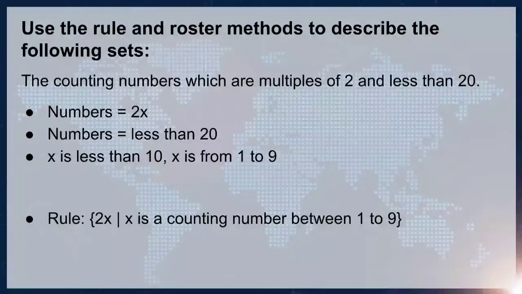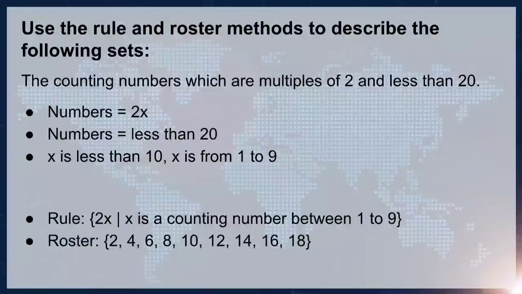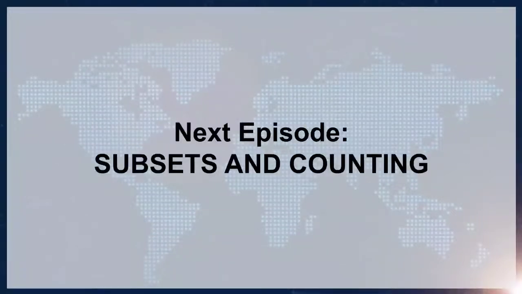Using the rule method, we can write this as 2x such that x is a counting number between 1 to 9. Or in the roster method, we can write this as 2, 4, 6, 8, 10, 12, 14, 16, and 18. Okay? So that's our lesson for today.